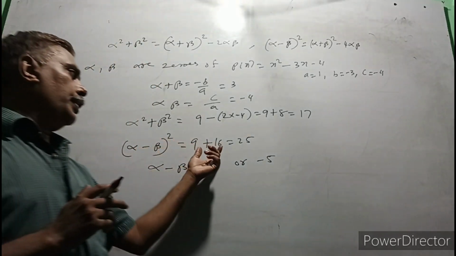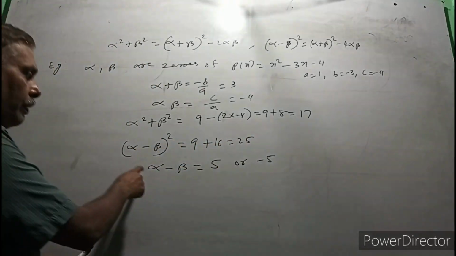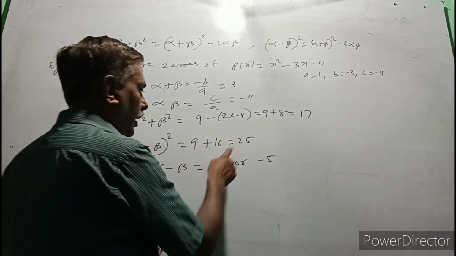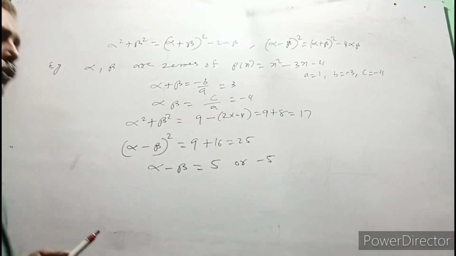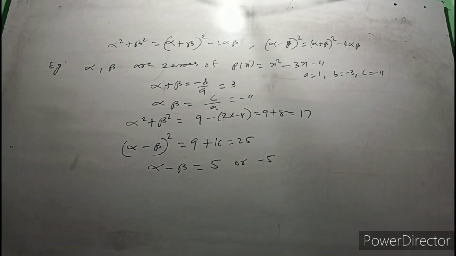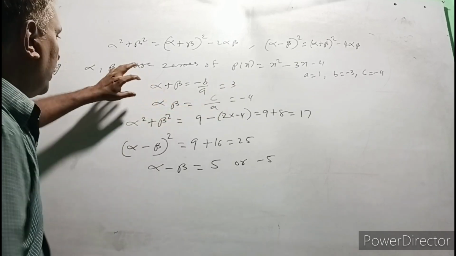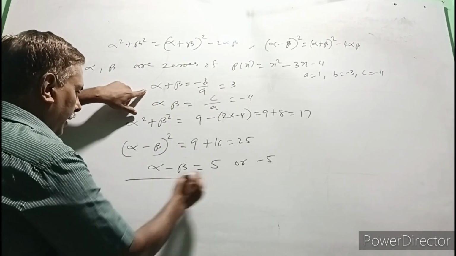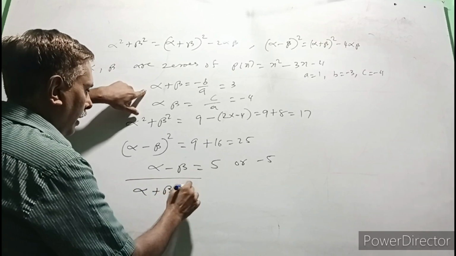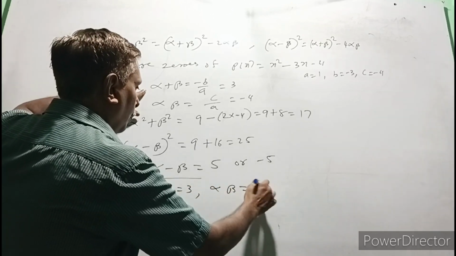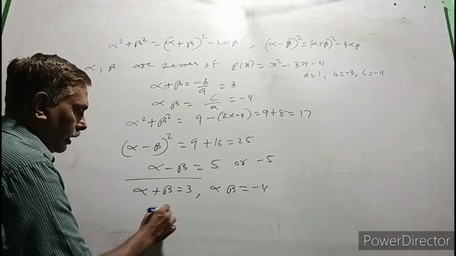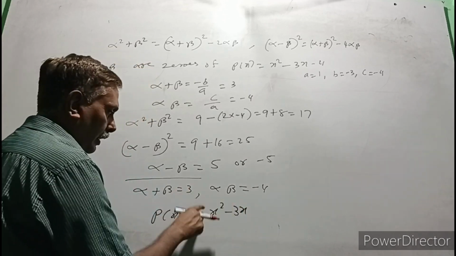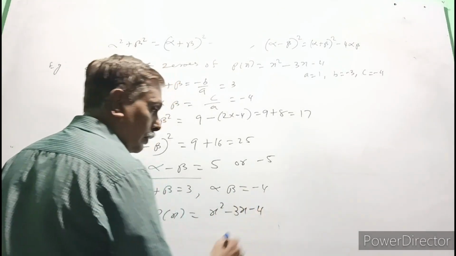Alpha minus beta the whole square is equal to 9 plus 16 is equal to 25. If I want alpha minus beta, then the answer may be 5 also, minus 5 also. In case alpha is greater than beta, then only 5 will be taken. Otherwise minus 5 is also possible. And here also, if I am taking alpha plus beta is 3 and alpha beta is equal to minus 4, you may say the same polynomial will come as I explained earlier: p of x is equal to x square minus sum of the zeros, that is minus 3 into x plus product, minus 4, is the formula.